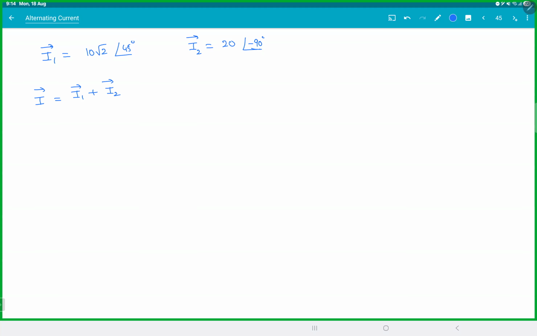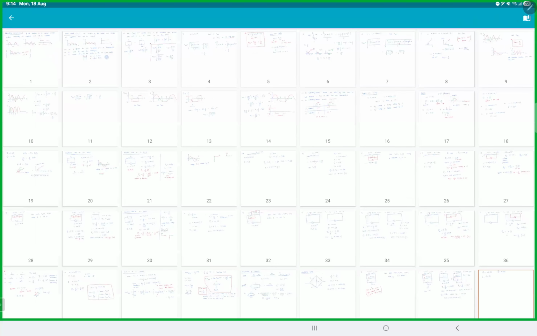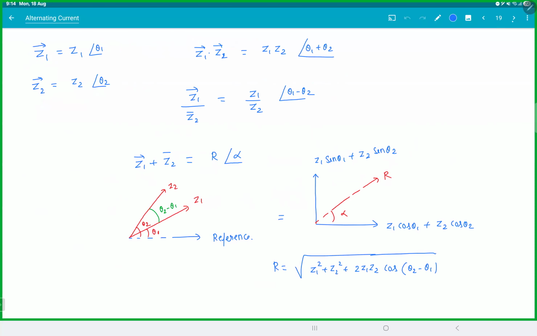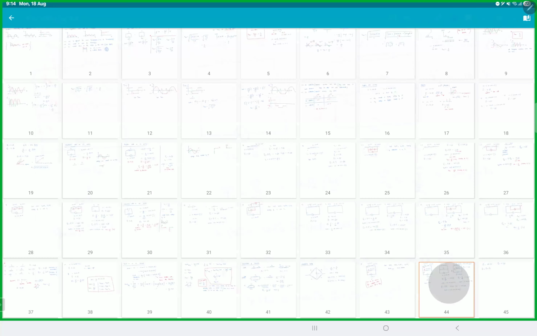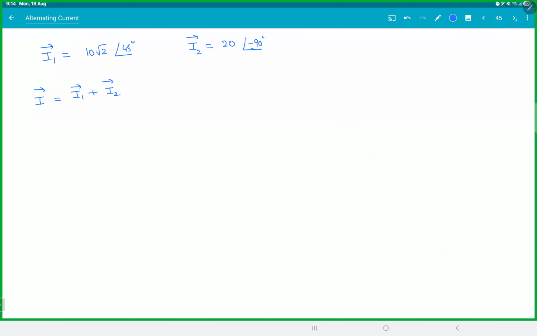But how do you add two phasors? You just can't add the numbers. Do you guys remember this? I taught you how to add complex numbers. Complex number operation. This is what we do normally. There is another way to do this. I'll show that also, but let's see this thing.